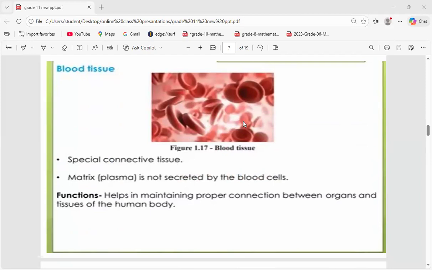Right, you see the blood tissue. The special connective tissue is blood tissue. Blood is the special connective tissue. The matrix is not secreted by the blood tissue; plasma is not secreted. The main function is helping in maintaining proper connection between organs and tissues of the human body. The main function of blood tissue is carrying a connection between organs and all the tissues.